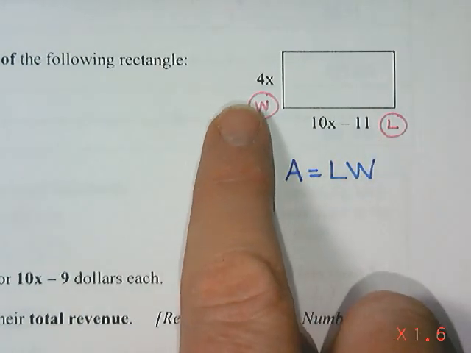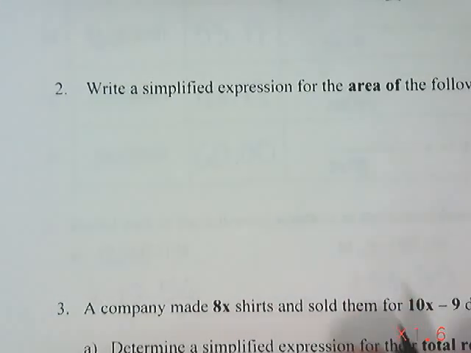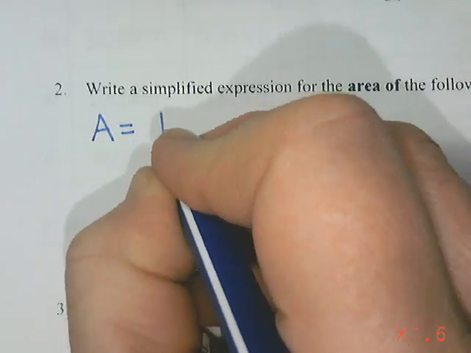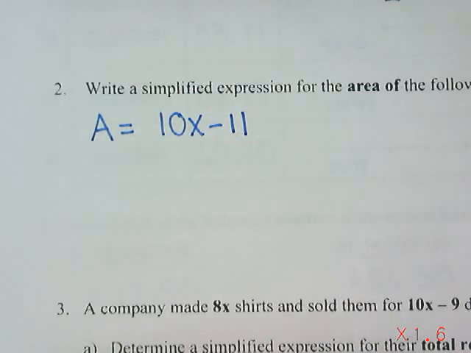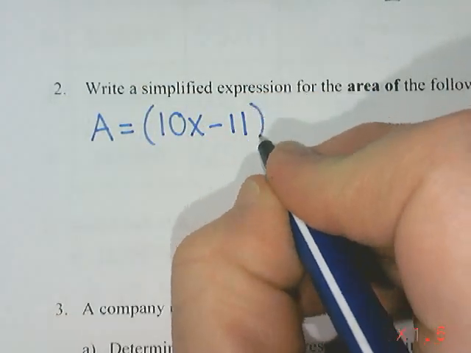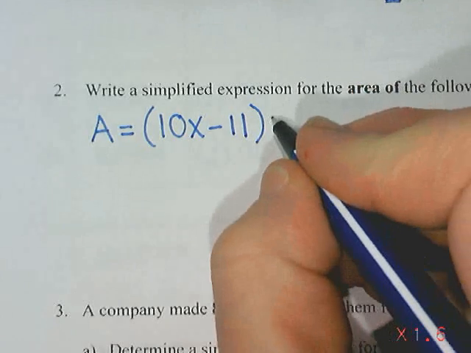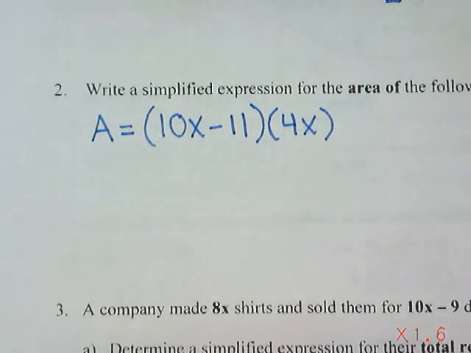I'm going to multiply these two together. So over here, I'm going to say my area is length 10x take away 11. And in order to show that those two terms came together, they need a bracket, right, to show that they're together. And then we are going to multiply that by 4x. So I'm going to use another bracket to show that we are multiplying by 4x.